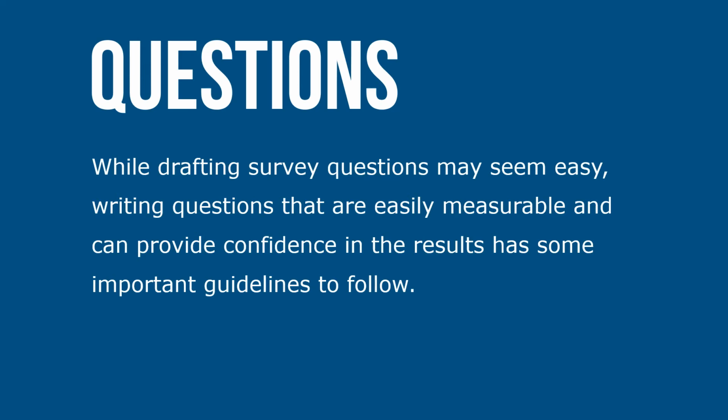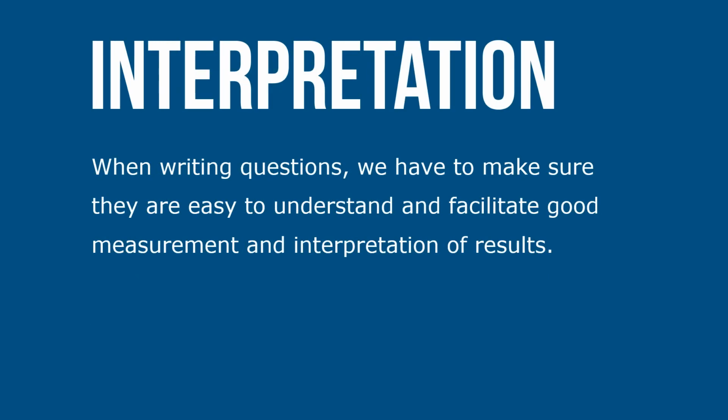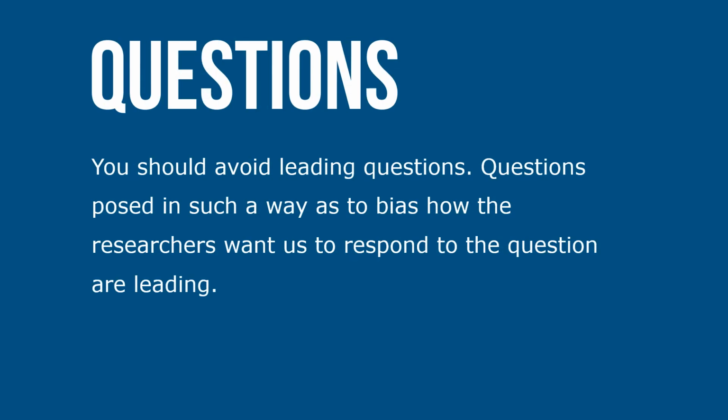While drafting survey questions may seem easy, writing questions that are easily measurable and can provide confidence in results has some important guidelines to follow. Subjective questions are best for assessing a person's perceptions about the training session itself or something the individual learned during the training. Objective questions are best for gathering metrics to assess outcomes or results. When writing questions, we have to make sure that they're easy to understand and facilitate good measurement and interpretation of results. You should avoid leading questions.